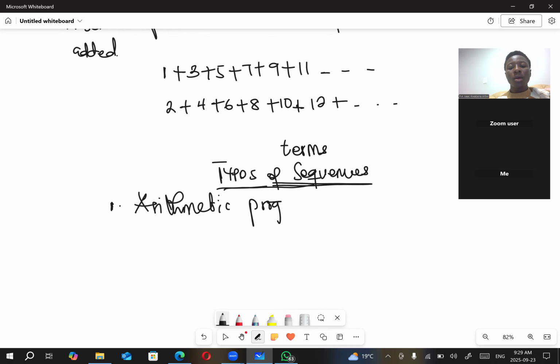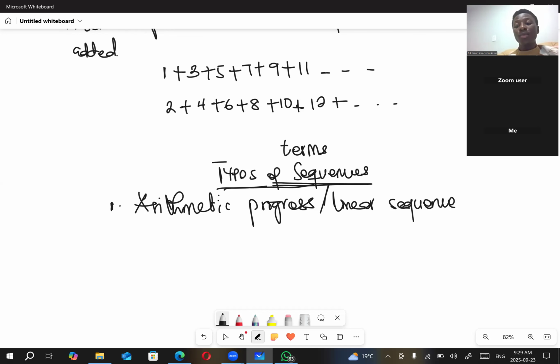Also called the linear sequence. And we'll look at that. So if you hear AP, then we're talking about arithmetic progression. Okay, arithmetic, the whole class. Arithmetic progression.